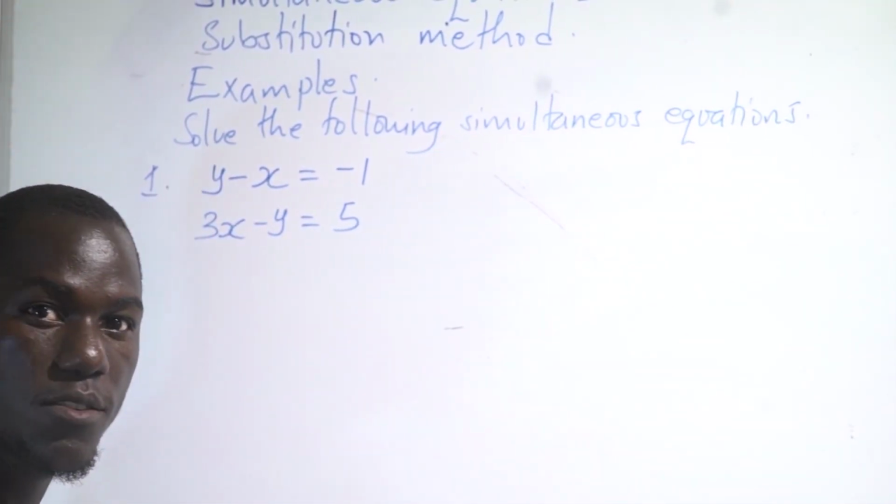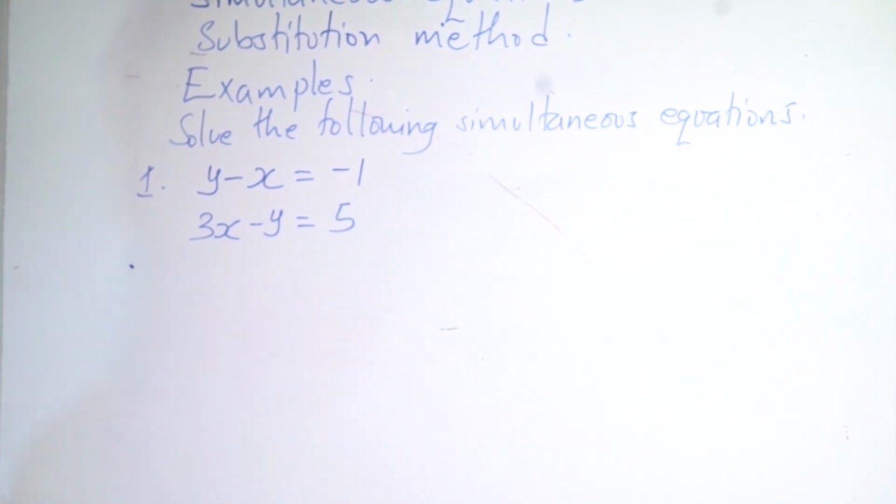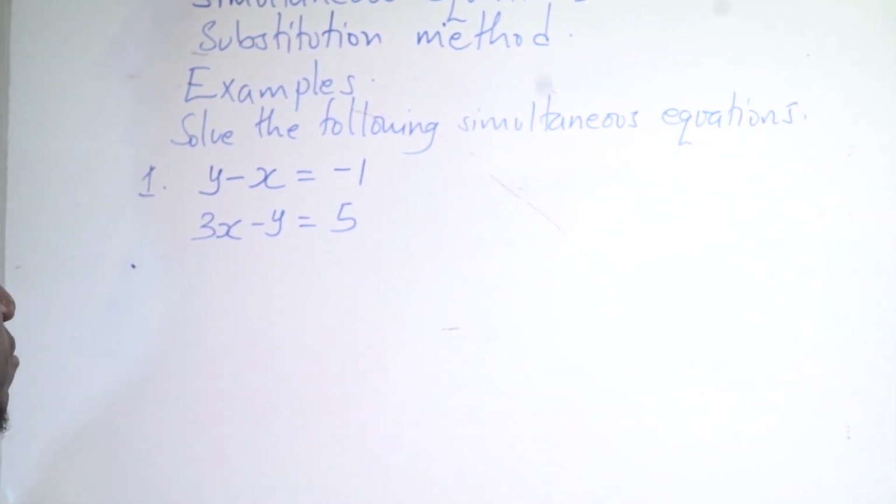In our lesson today, still on simultaneous equations, we're going to talk about the method of substitution. Now, in our lesson 1, we talked about the elimination method. Here we're going to talk about the substitution. Step 1, we are going to label those equations.